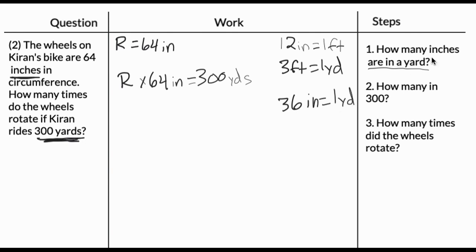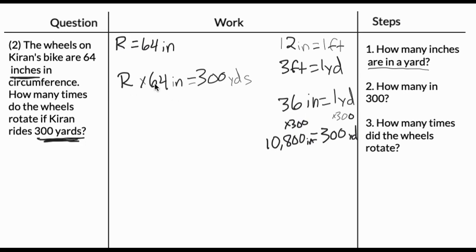But that's just a step to then figure out how many total inches Kieran rode, because I want to figure out, well, how far did he go in inches if he went 300 yards? So to do that, I'm just multiplying by 300. So 36 times 300, which ends up getting us 10,800 inches.